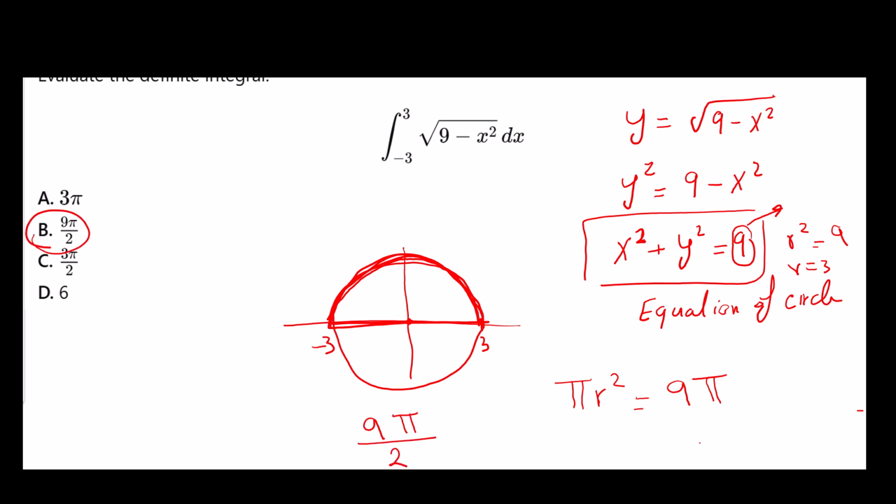Let me give you another hint on this. What if I'm asking you to take the integration from 0 to 3? From 0 to 3, this would be a quarter circle. So this means I need the area of a quarter circle. This means I have to divide by 4. I hope you understand the question.